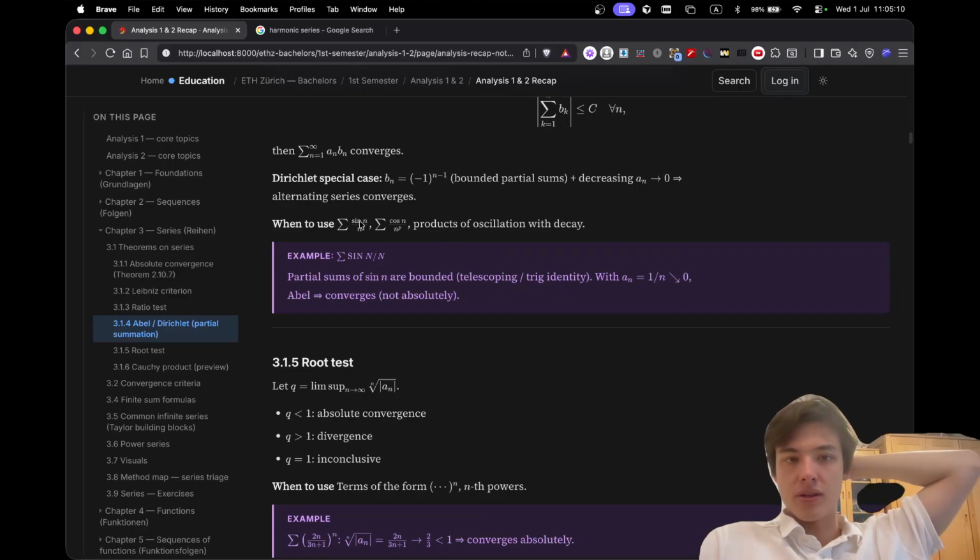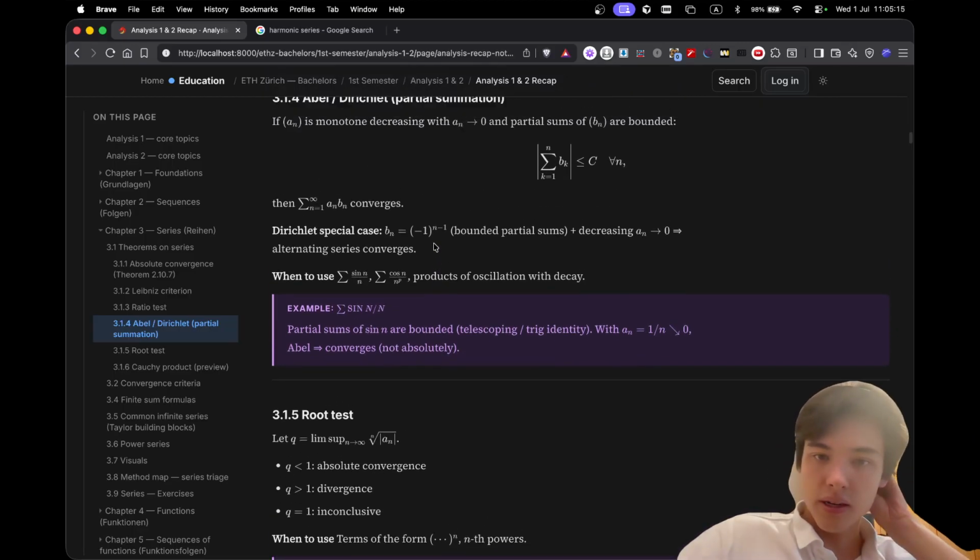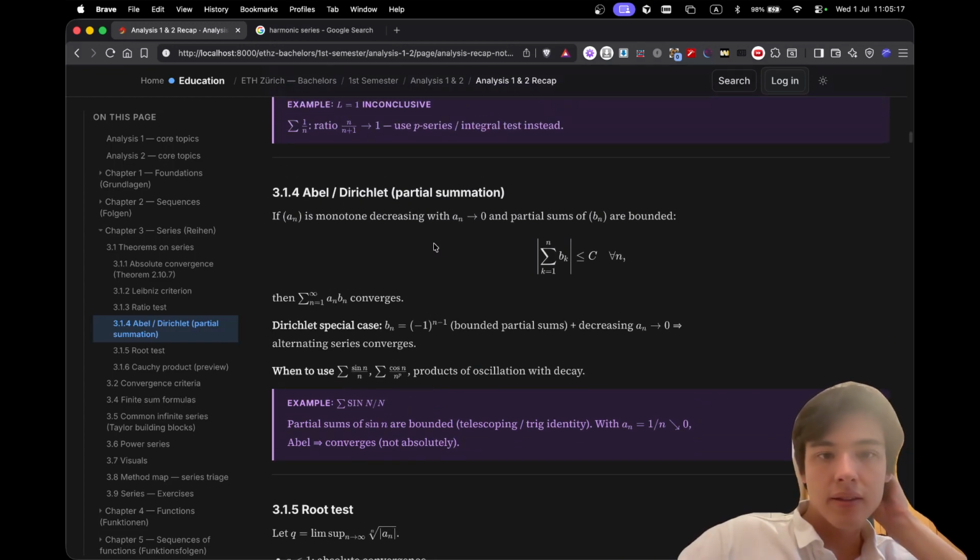When do we use this? If we have sine over n, this is oscillation with decay.